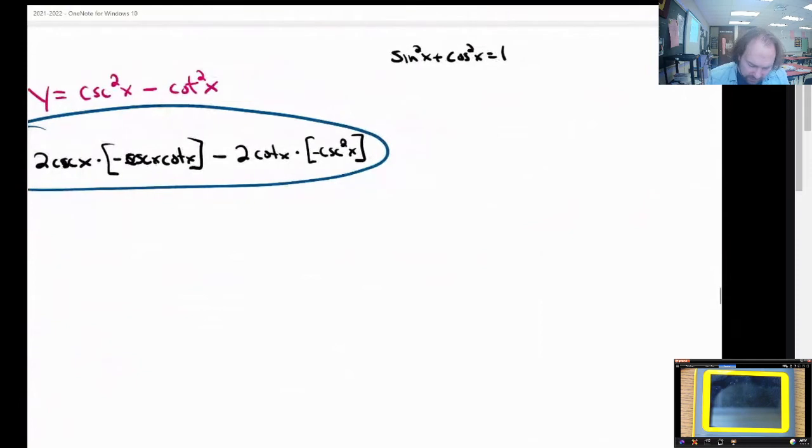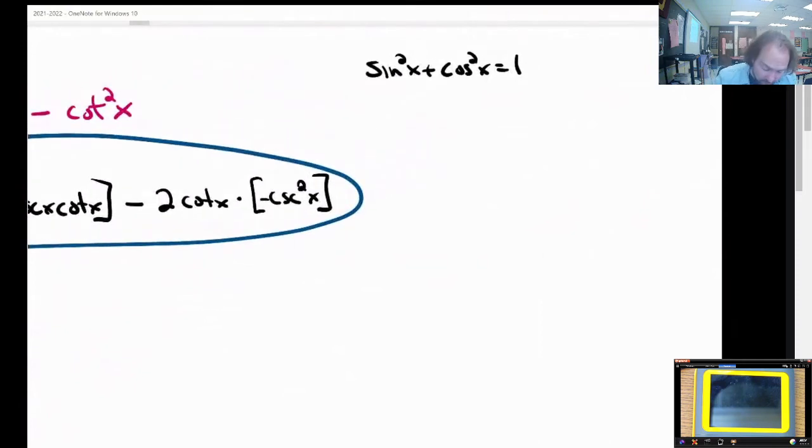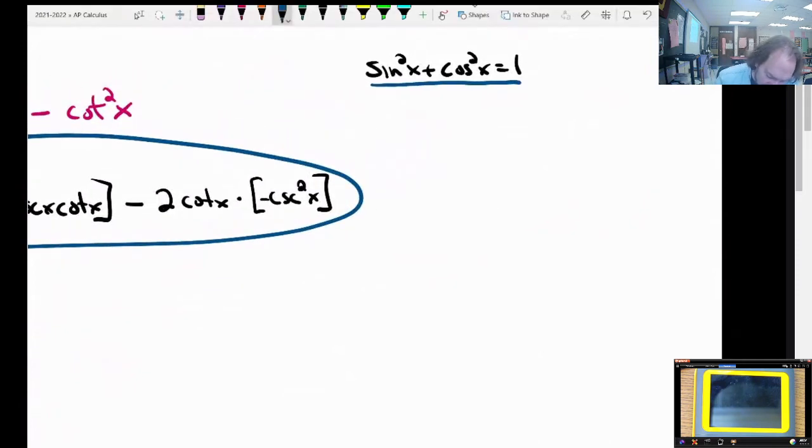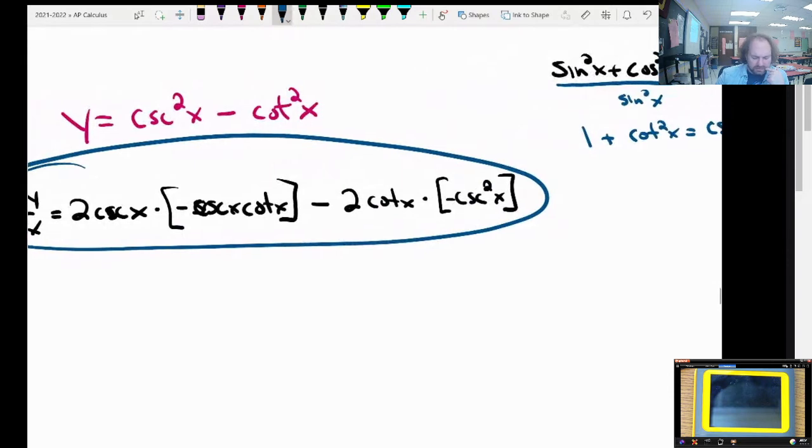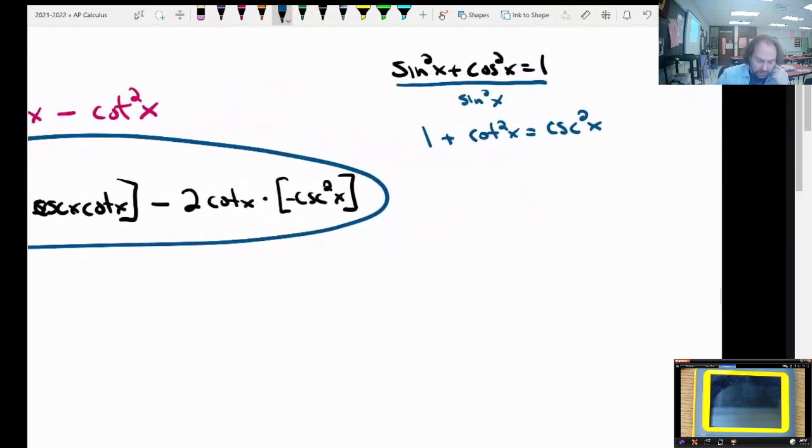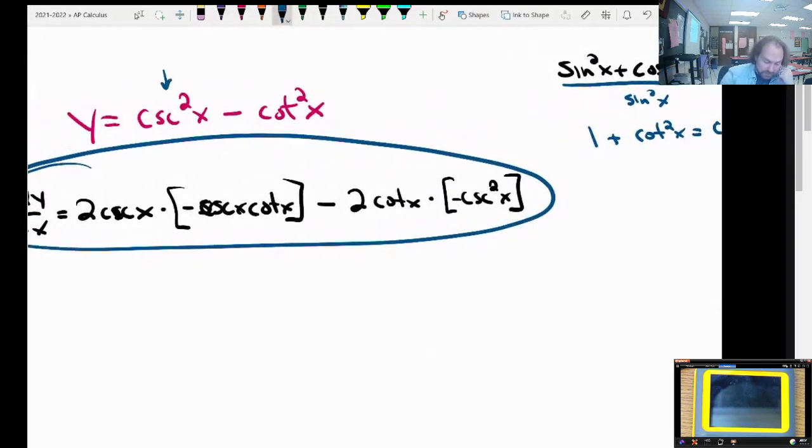Let's think about our sine squared plus cosine squared of x equals 1 thing. If you divide everything in this identity by the sine squared of x, what you get is 1 plus the cotangent squared of x equals the cosecant squared of x, which is cool, if you really think about that. Now, what that means is that we can probably simplify quite a bit out of this thing. Like, for example, I know that the cosecant squared of x is equal to 1 plus the cotangent squared of x. Oh, and look at that.